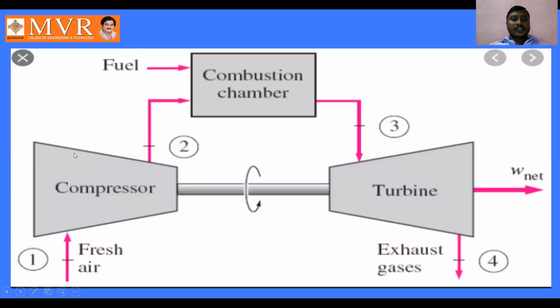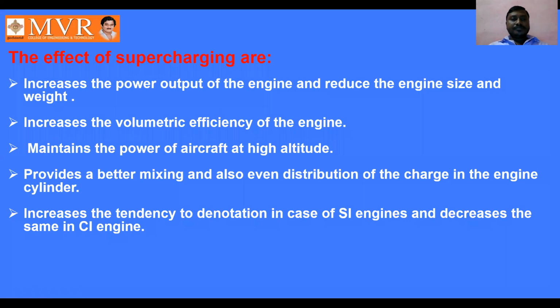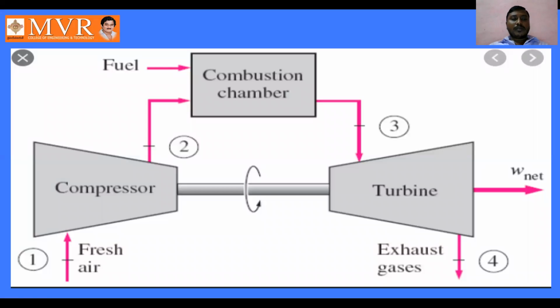See here, these are the components which we are using in this gas turbine plant. The compressor is used for compressing the air which has been sent into the compressor as fresh air. The fresh air enters into the compressor, and after compression, this is the shaft connecting the compressor as well as the turbine.